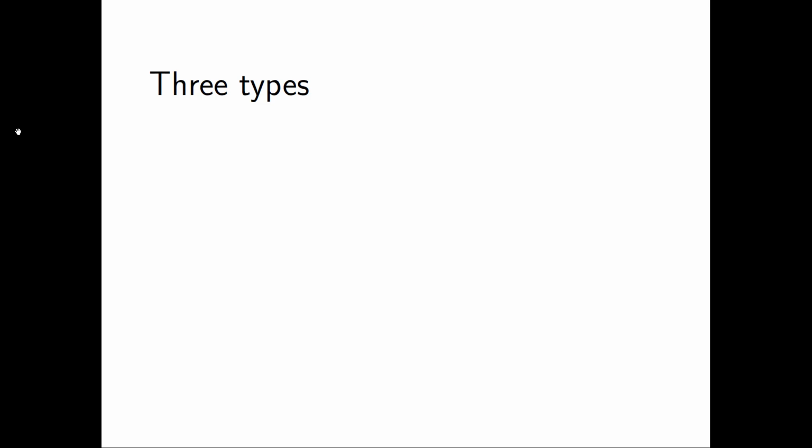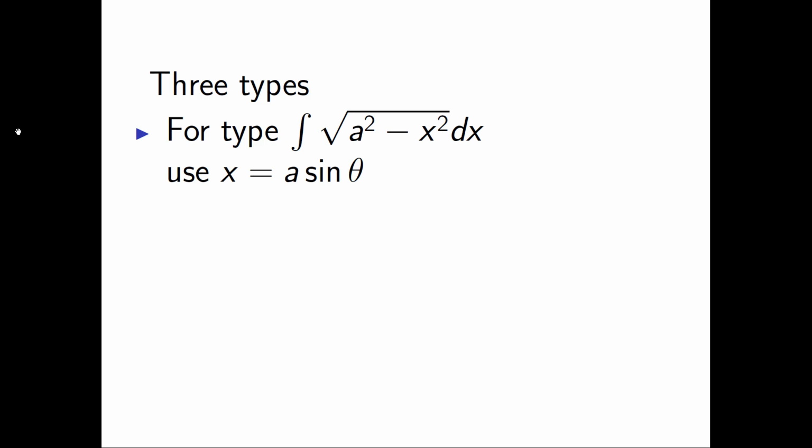Okay, so I mentioned how do we decide what the substitution should be. And we're going to look at 3 possible types, all with these square roots. And the first type is if we have the integral of the square root of a constant minus an x squared. And that's the example we just had. So we have this a squared minus x squared inside a square root. We're going to use x equals a sine theta. And if you recall the example we just saw, we had 4 minus x squared, so we should have 2 sine theta.